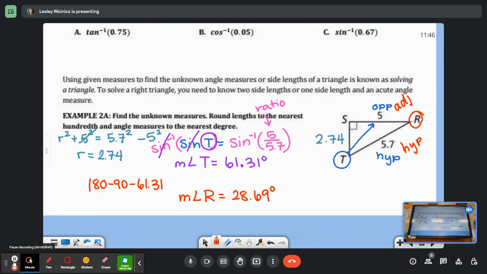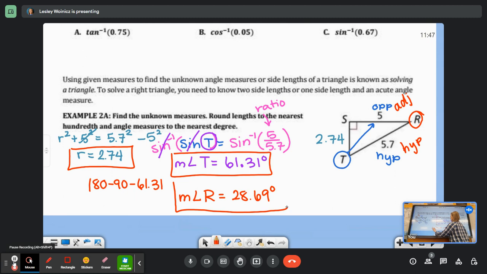Okay, so those were our three unknowns. We found the R, we found the measure of angle T, and we found the measure of angle R. R was ST, right? Yeah. Okay, questions?